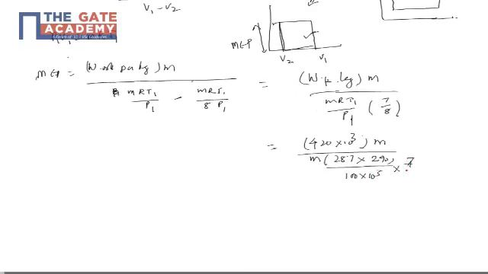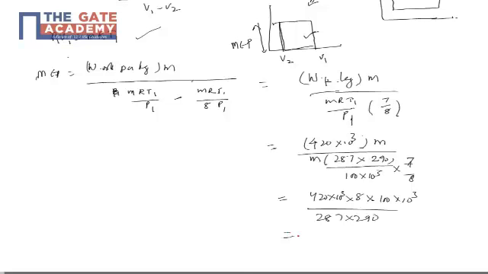So basically what you are doing is you need to know V1 and V2. You have two relations: V1 by V2 is 8 based on the compression ratio, and for V1 you consider air as an ideal gas and apply the ideal gas equation. So m gets cancelled, and it is 420 into 10 power 3 into 8 into 100 into 10 power 3 by 287 into 290.